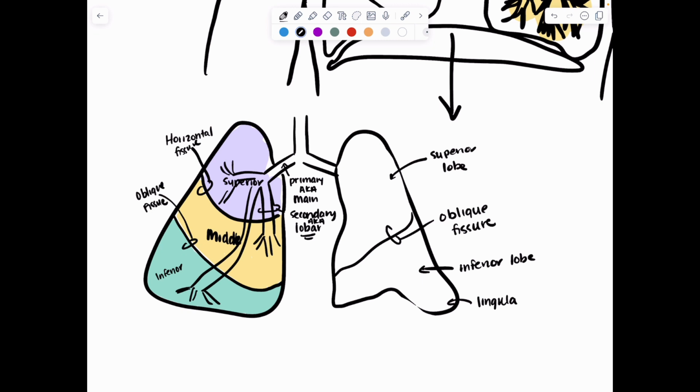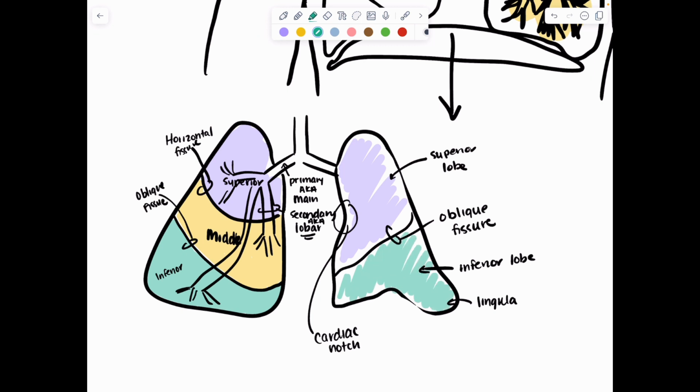The other thing that we have on this side, and you see it, I kind of drew it right here, is the cardiac notch, which is where the heart kind of notches into where the lung is. And there's that inferior.